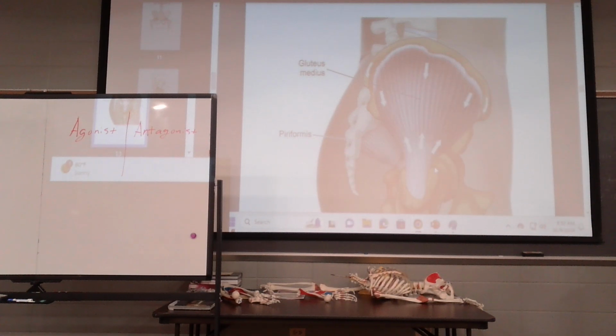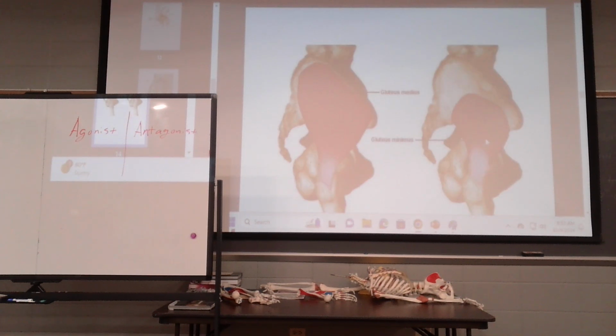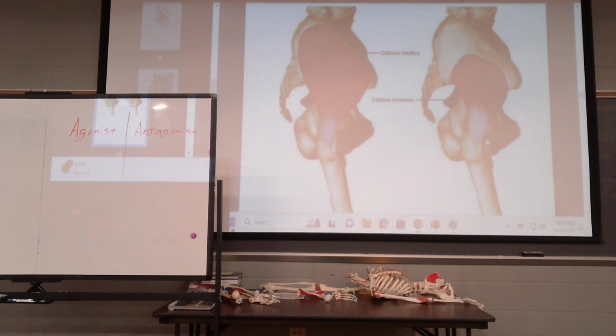So the gluteus medius, which is superficial, and the gluteus minimus, which is deep, like gastrocnemius and soleus. Okay?